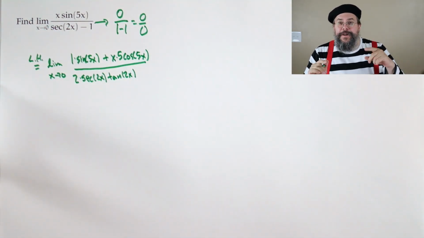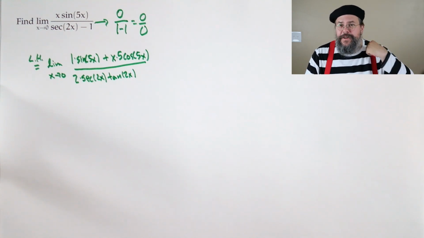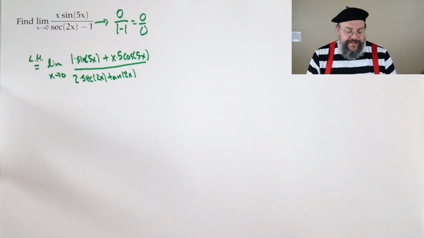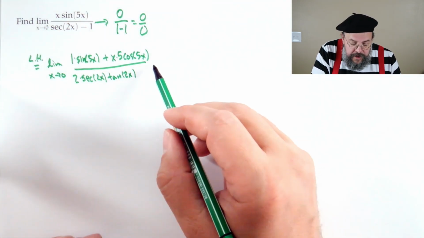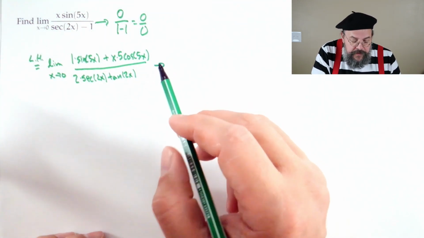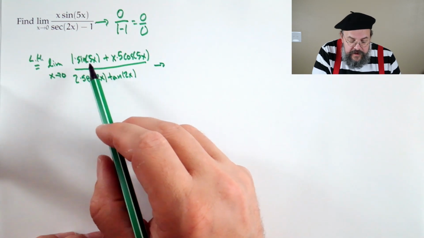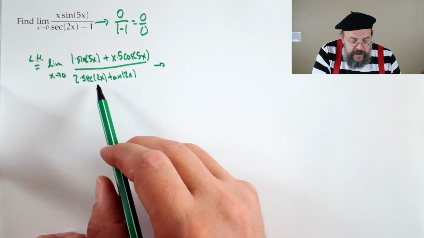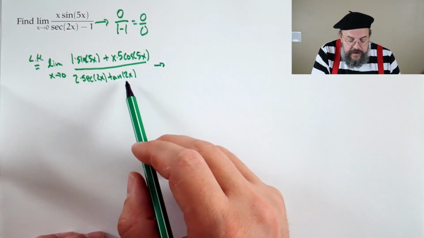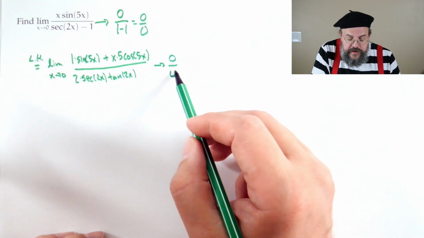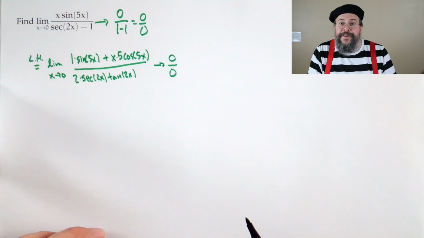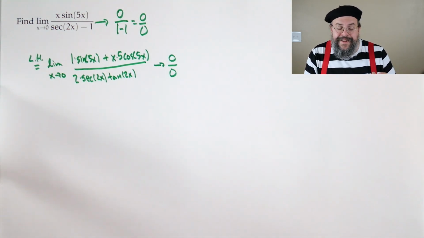All right, we don't forget to check, right? Of course we don't forget to check, because we want to make sure we get the right answer. Okay, so what is this doing? Well, this goes to what? 0, sine of 0, then 0 times something is 0. Secant of 0 is 1, tangent of 0 is 0. So, still 0 over 0. So what do we do? Well, we apply L'Hopital.